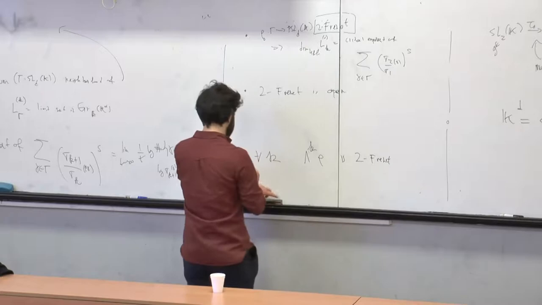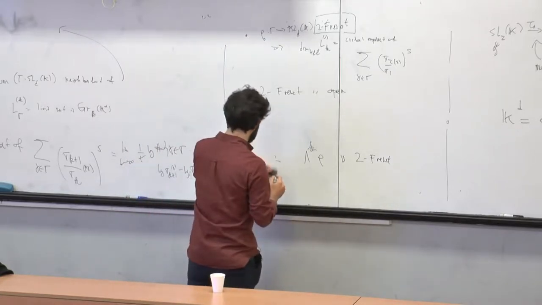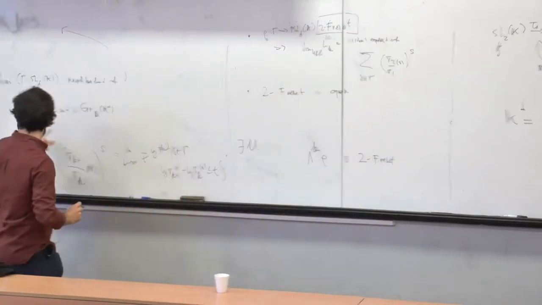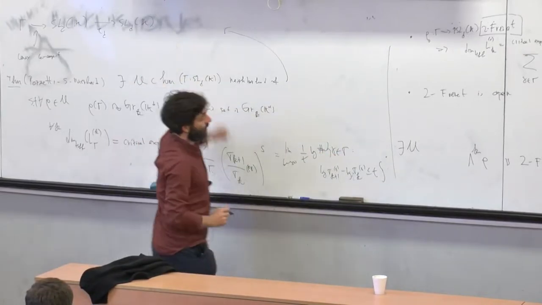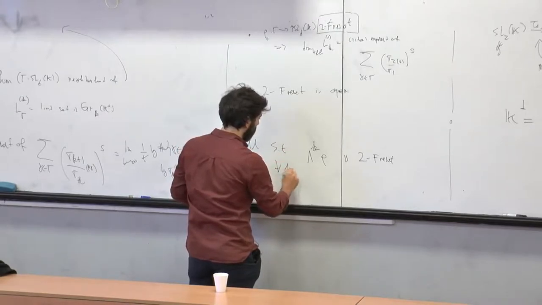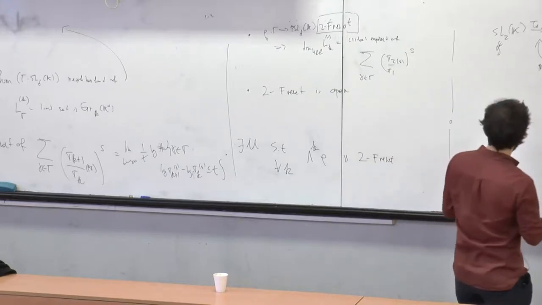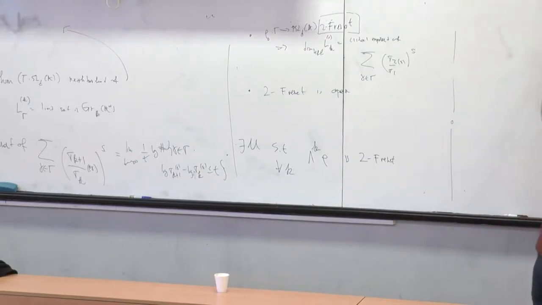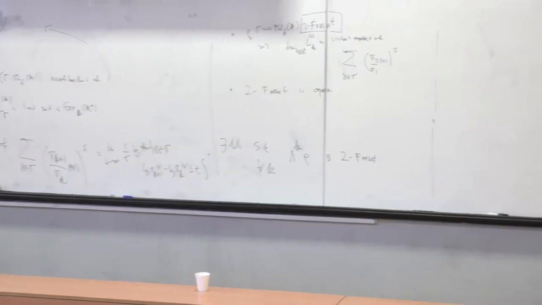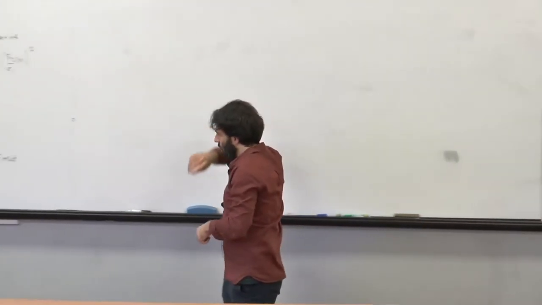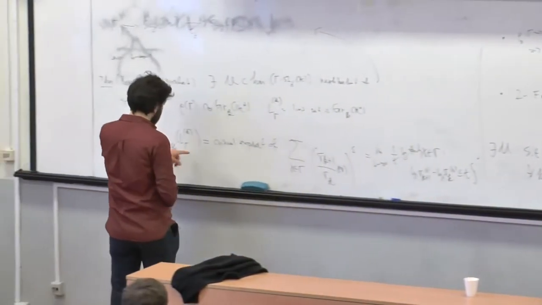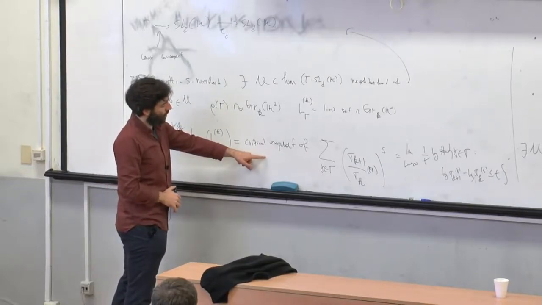So there exists U. So this U here from this, right? So there exists a neighborhood of that guy such that for every k, So this can be used in kind of different ways. One is to say that this equals this, and the other one is to say that this equals this.